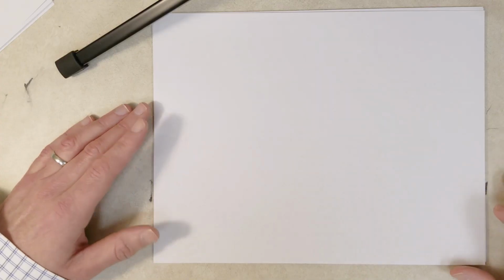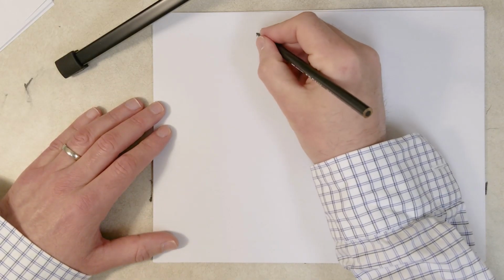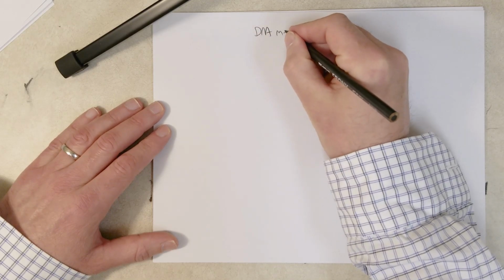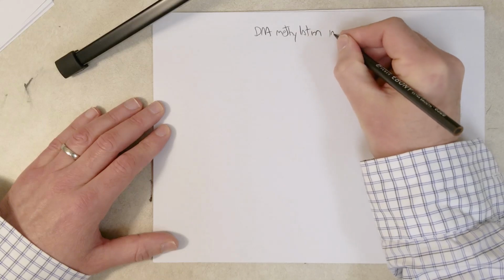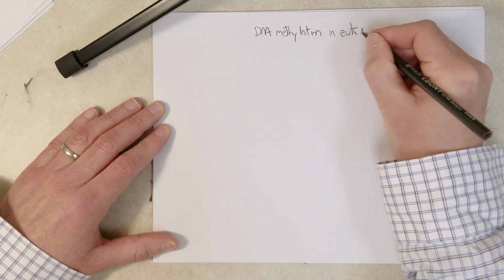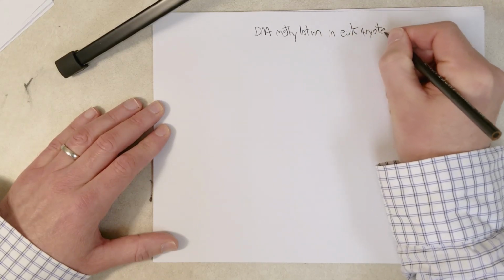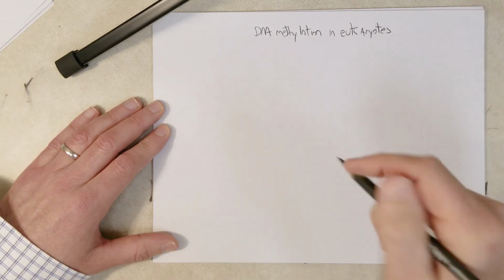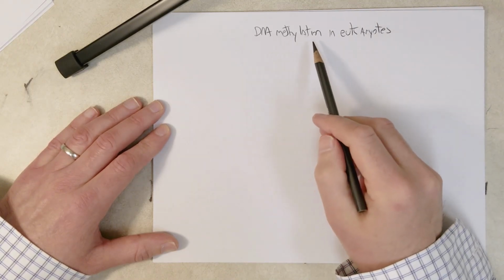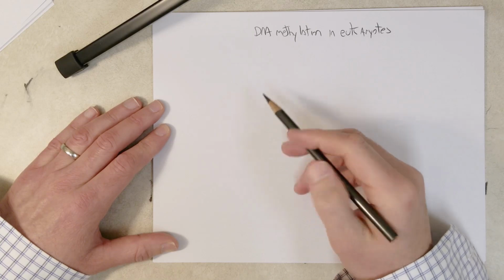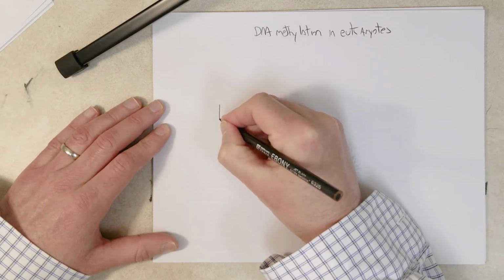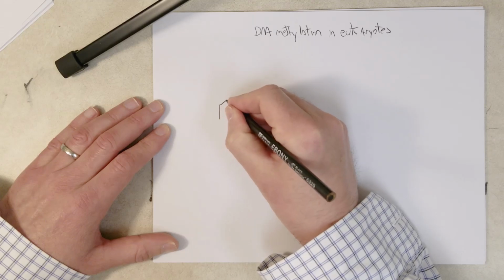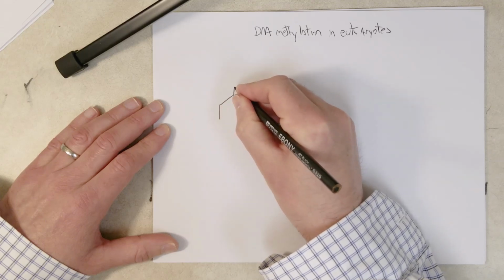Hey everybody, in this video we are going to cover DNA methylation, specifically in eukaryotes. DNA methylation also occurs in prokaryotes, but in this video we are going to talk about it with respect to eukaryotes. And we are going to specifically talk about methylation of cytosine.